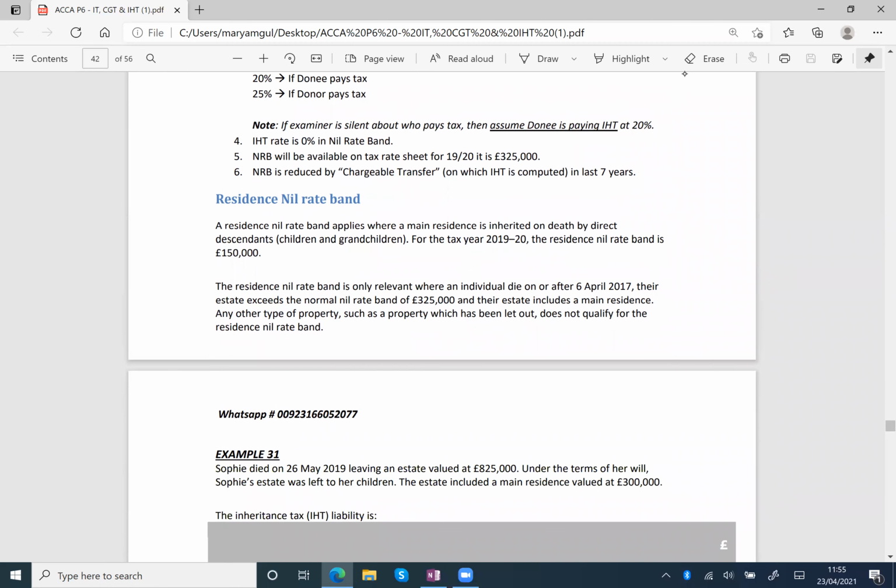Next, residence nil rate band I will discuss with death estate, because this is the topic attached with death estate. So we will discuss it later on.